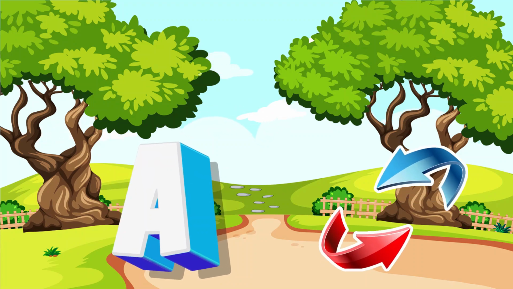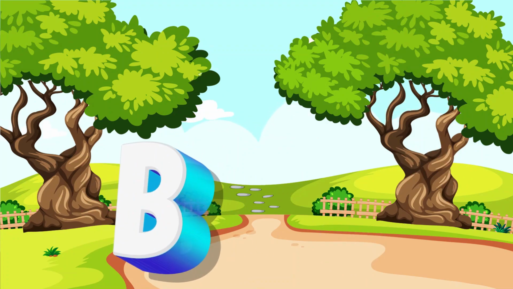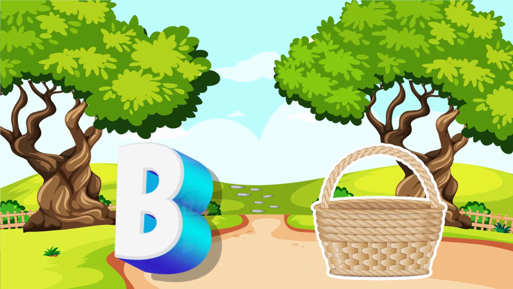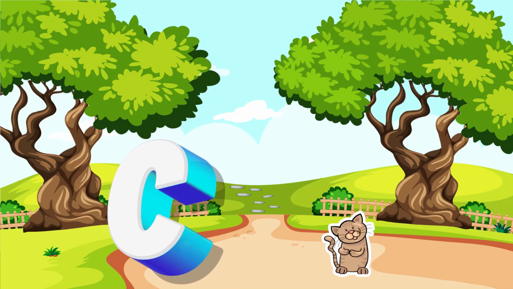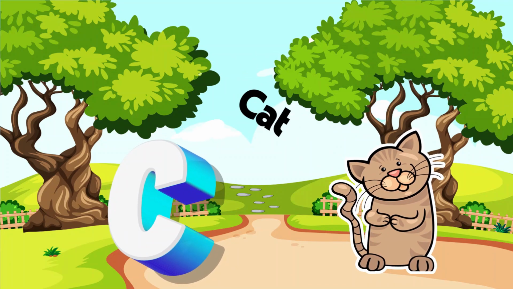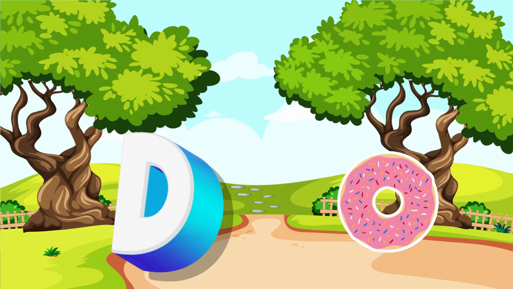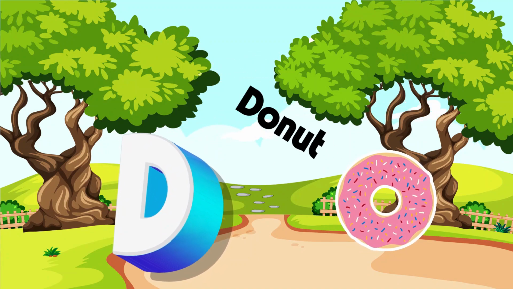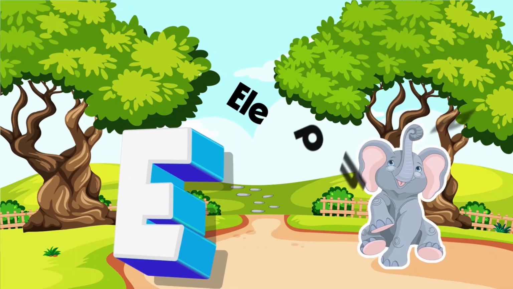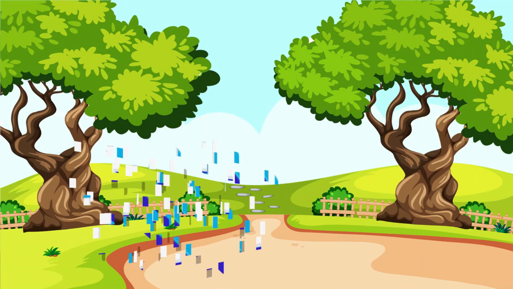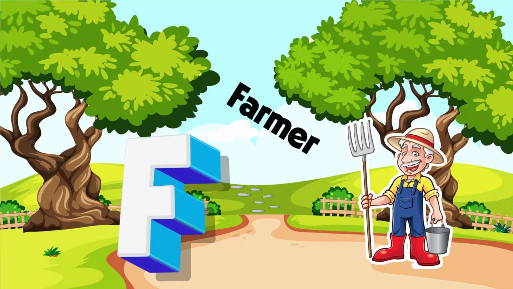A. Arrow. B. Basket. C. Cat. D. Donut. E. Elephant. F. Farmer.